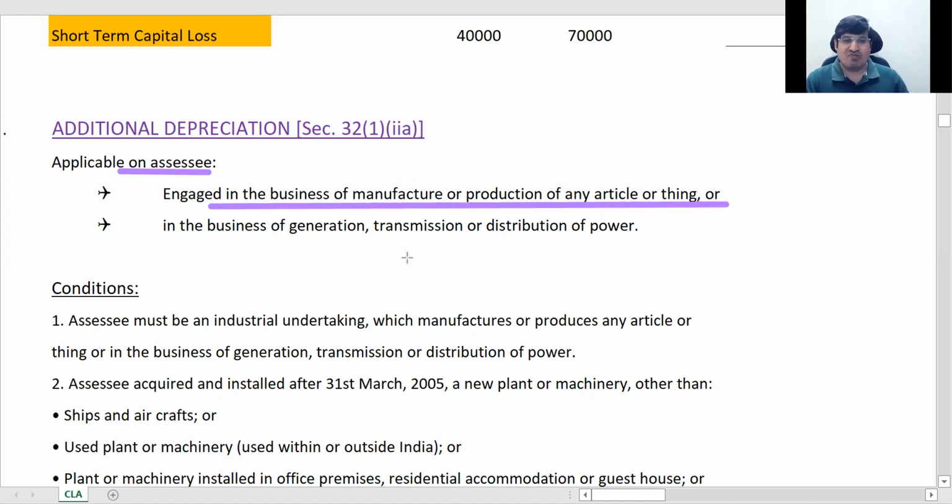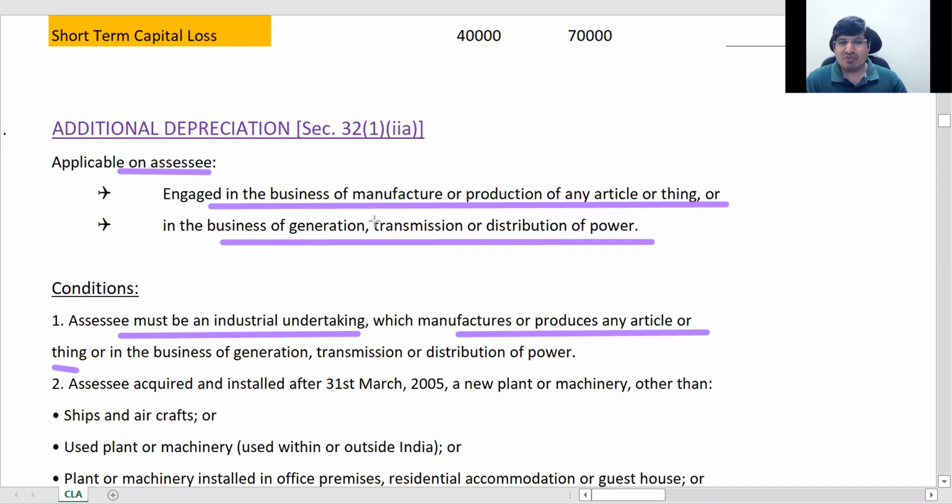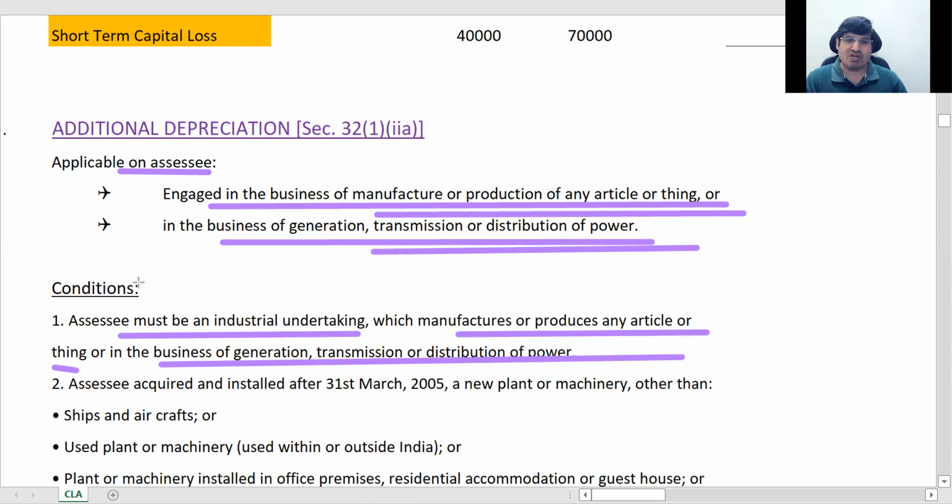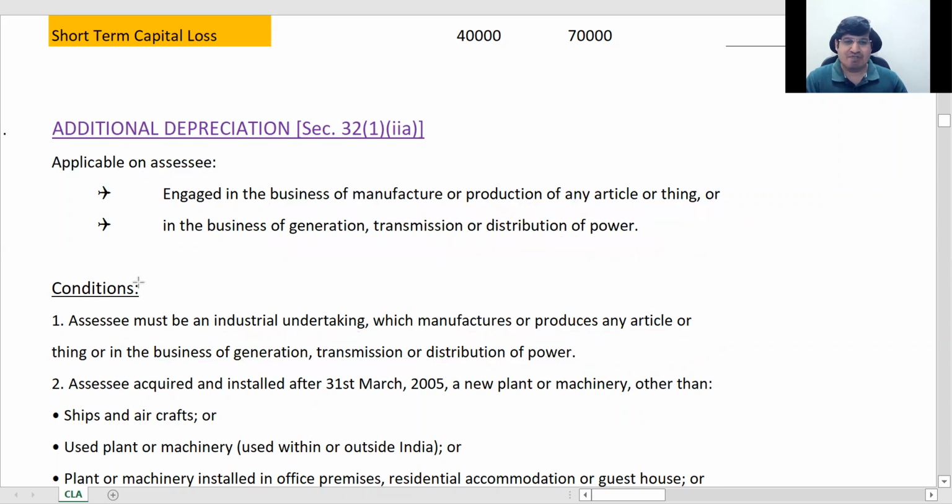Or in the business of generation, transmission and distribution of power. Power generation is also considered as manufacturing. So it is basically for all manufacturers, physical manufacturers plus electricity manufacturers, you can say. This section is applicable only to them. And there are some conditions. First is that the assessee must be an industrial undertaking which manufactures or produces an article or thing, or is in the business of generation, transmission, distribution of power. The same thing has been repeated in the first point.